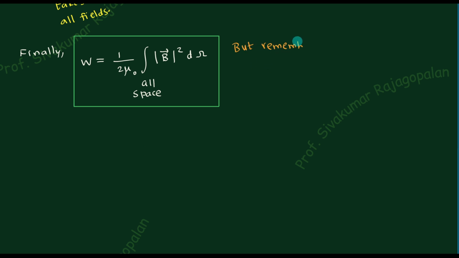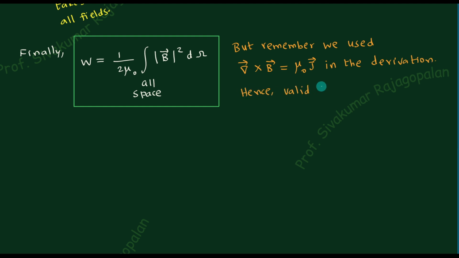Then I want to write an important note about this. What is the important note? We have used, what did we use? We used del cross B equal to mu naught J in our derivation. So what? So what means it is valid only for the static magnetic field. This is valid only for static magnetic fields. So this point is something that you'll have to remember, or make a note of, and later we will discuss something on this.